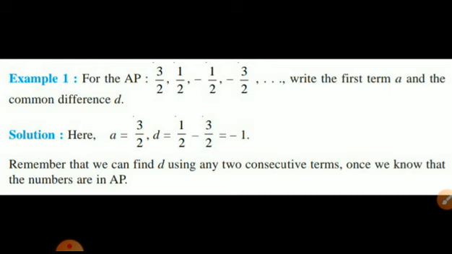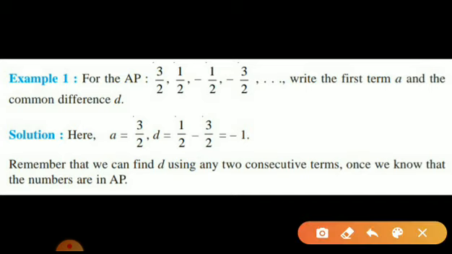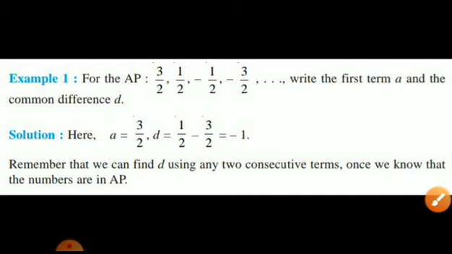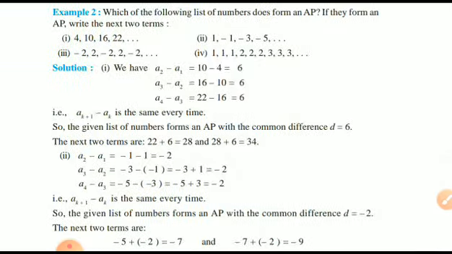Which is the first term? The first term of the sequence is 3 by 2, so the first term a will be equal to 3 by 2. Now how to calculate the common difference? Your common difference d is given by a2 minus a1, that is 1 by 2 minus 3 by 2. You will get minus 1. And so the common difference will be minus 1. Is that clear? Okay then.